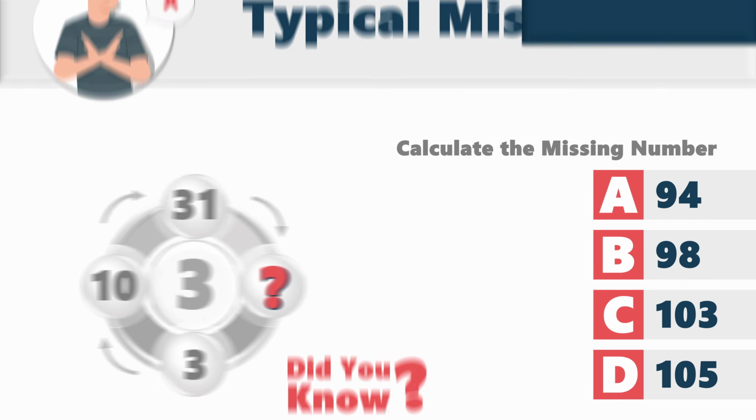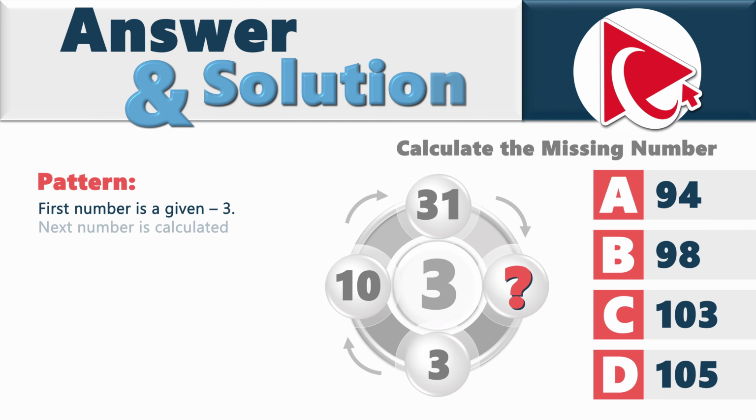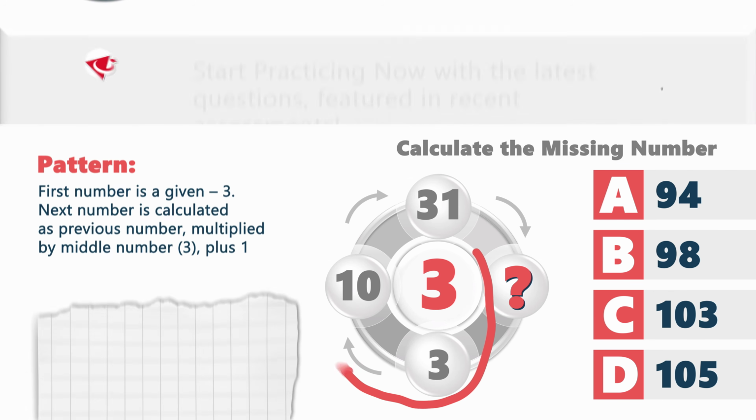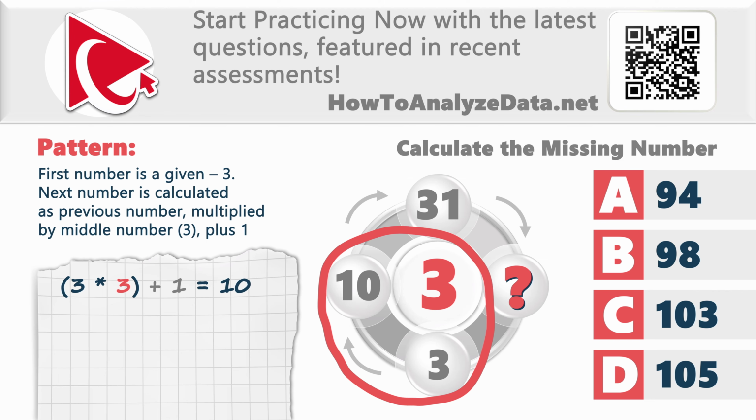Let's look at how. The pattern here is that the first number is a given, number 3. But the next number is calculated as previous number multiplied by middle number 3 plus 1. Let's look at the example. 3 multiplied by 3 plus 1 equals 10.